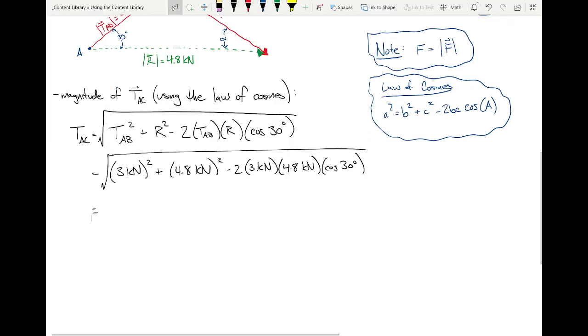Does somebody have an answer for that tensile force? We'll say to 2 decimal places. Yes, sir. 2.66 what? Kilonewtons. 2.66 kilonewtons. Do I have a second on that? There we go. That is correct.